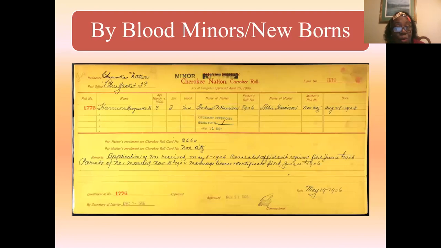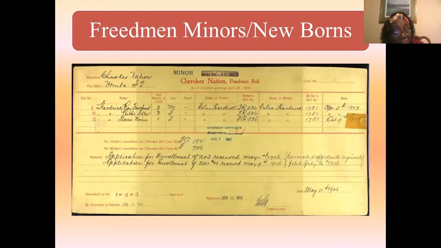You have those who were Cherokee by blood. You see Cherokee Nation, Cherokee Roll. You see stamped above the word Cherokee, minor. In other words, this is a person who was obviously not born at the time the other card was created, but this person was then added at a later time in 1906, towards the end of that first period, and they were placed on this card.